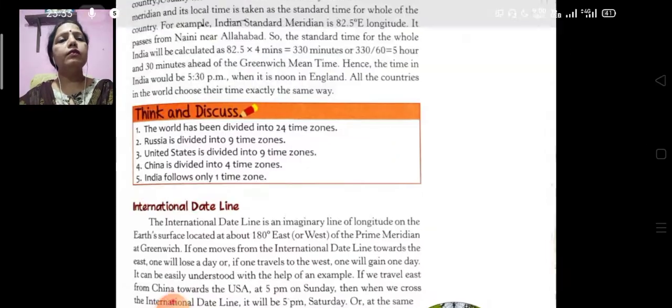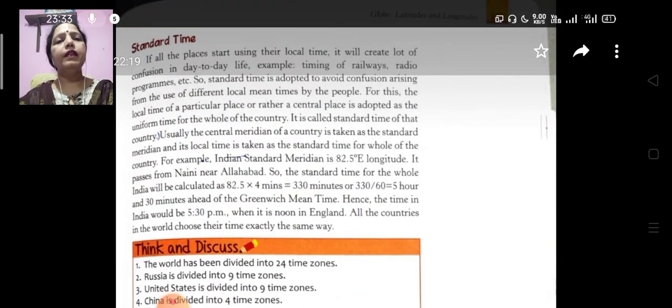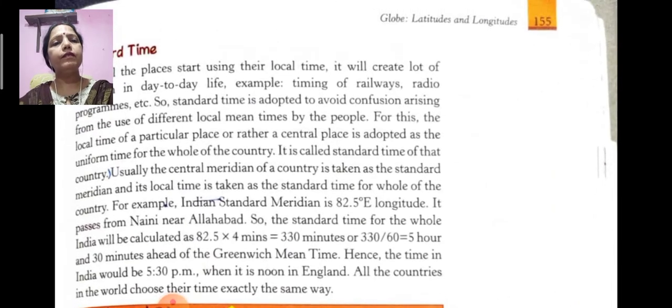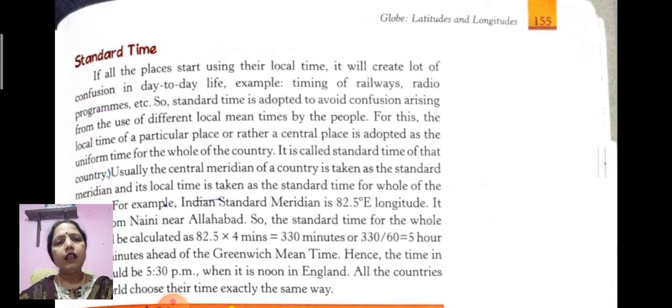So now we will know about the standard time. So what is standard time? If all the places start using their local time, it will create a lot of confusion in day-to-day life. For example, the timing of railways, radio programs, etc. So standard time is adopted to avoid confusion arising from the use of different local mean times by the people.